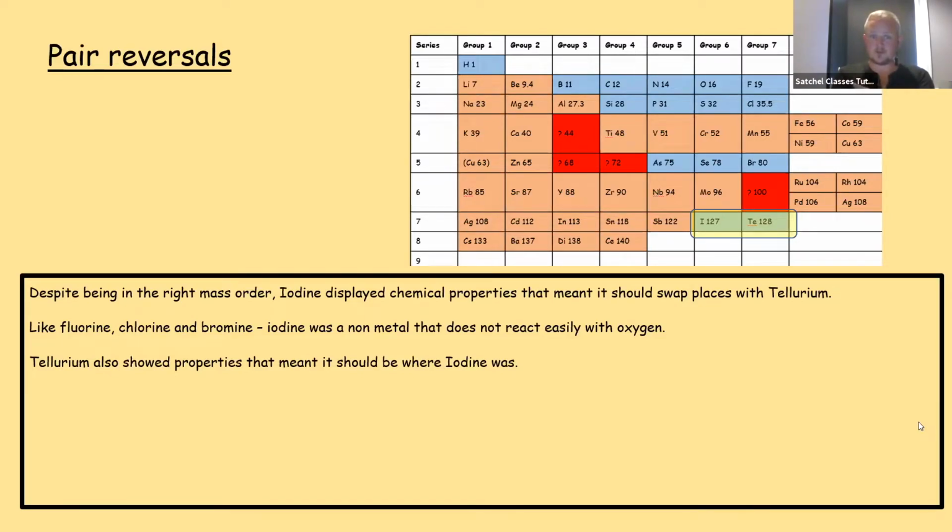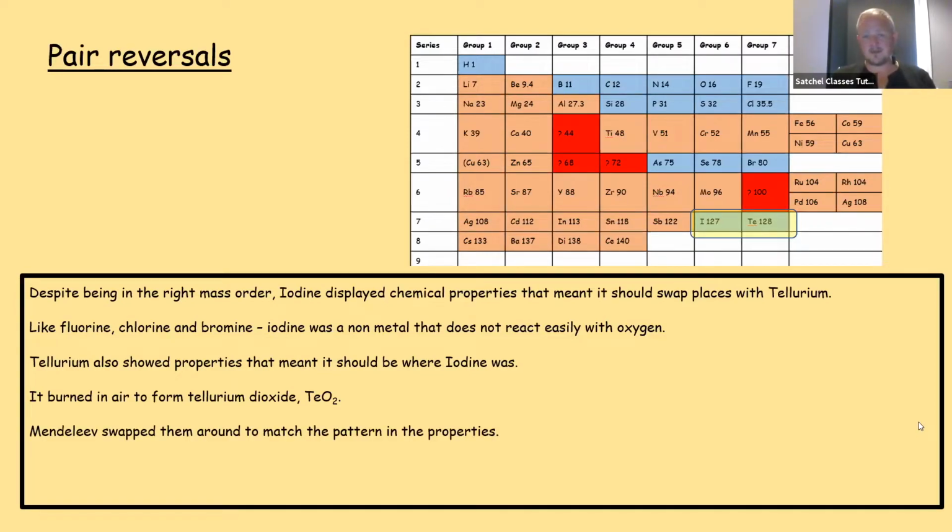Tellurium also showed properties that meant it should have been where iodine was, in that it burned in air to form tellurium dioxide, like the other elements in group 6. So Mendeleev swapped them round to match the pattern in the properties. This is important. He did not just sit there and go, well, it must be right because they go in order. He used his observations and placed them around to fit the observed pattern.